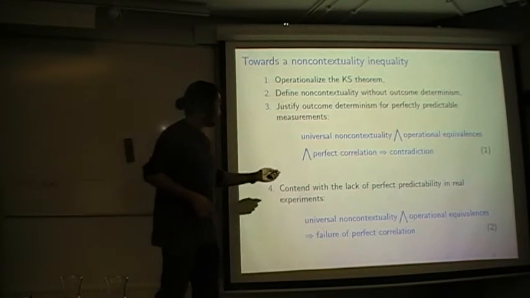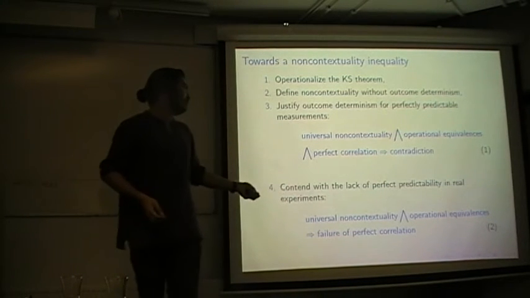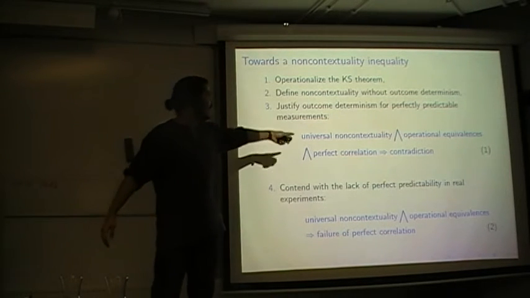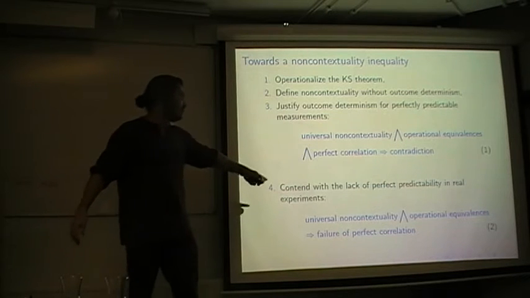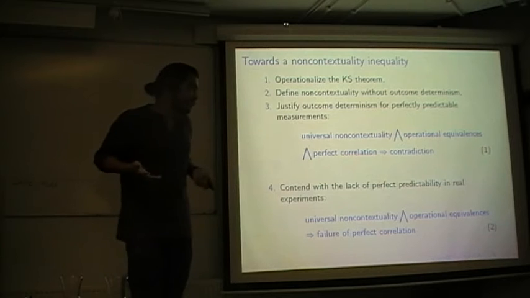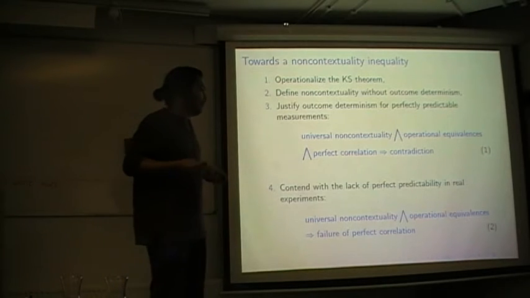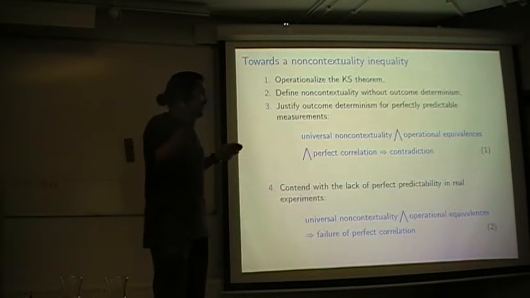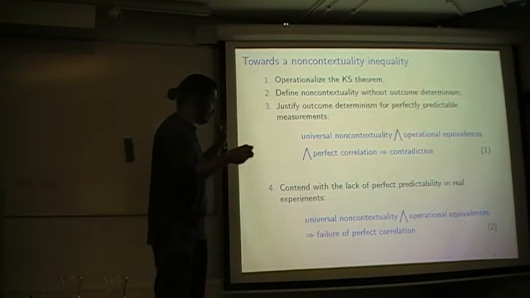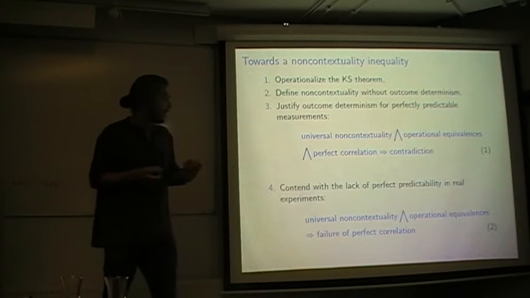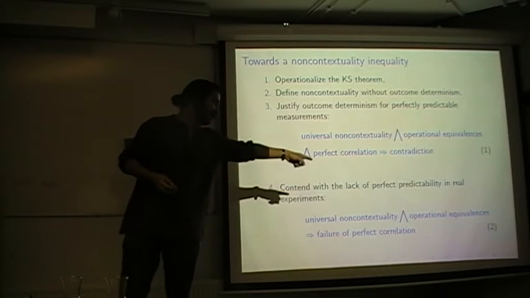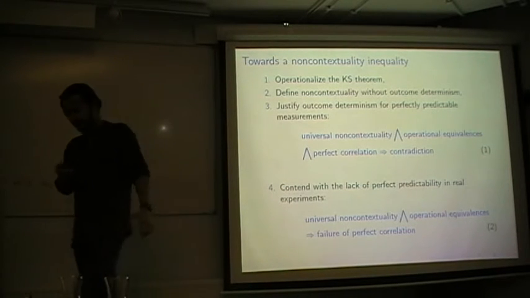So the way to contend with the lack of perfect predictability in a real experiment is to just rewrite this inference, which is: if you're assuming universal non-contextuality and you have experimentally verified certain operational equivalences, then as a consequence you should see a certain failure of predictability, of certain correlations between preparations and measurements. And if you do not see that failure of predictability, then you have a proof of contextuality, as long as you verified the operational equivalences.